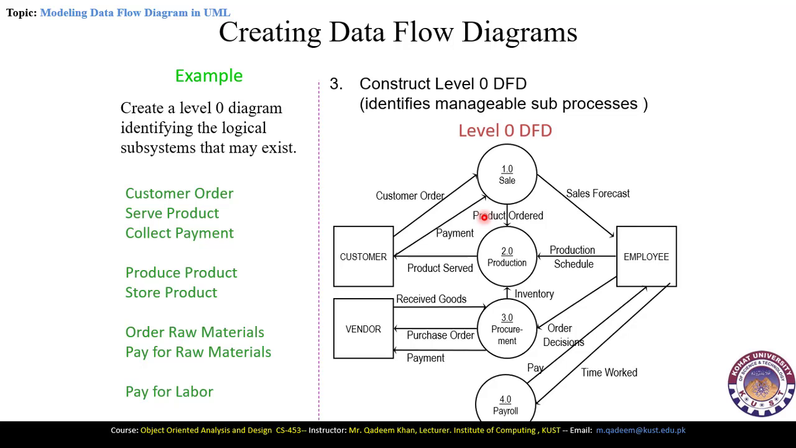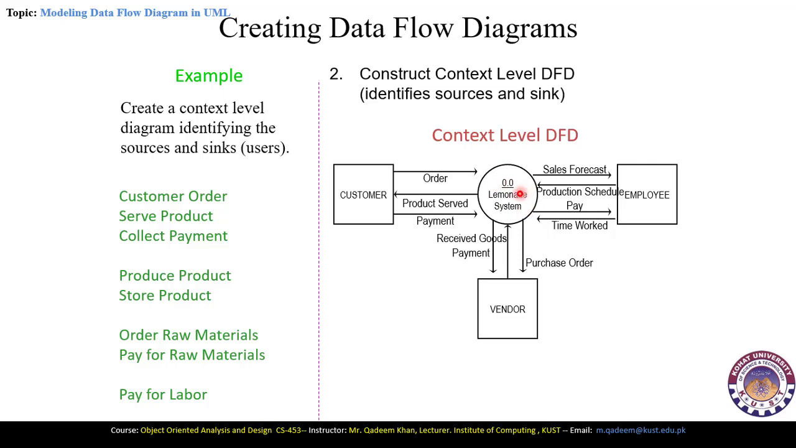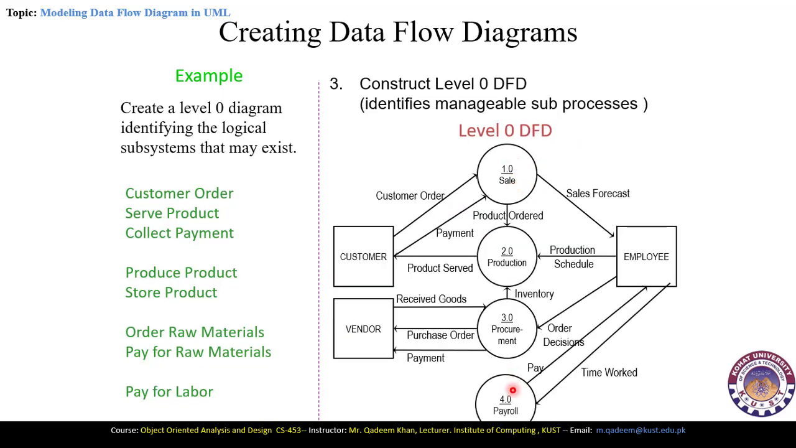In the next levels, we will construct the level 0 DFD. In the level 0 DFD, we will identify manageable sub-processes. That means we will divide the main process into sub-processes, for example, sale process, production process, procurement process, and payroll process. All these processes will be labeled 1, 2, 3, 4, which is in fact the sequence of the operations which will be called by different users.